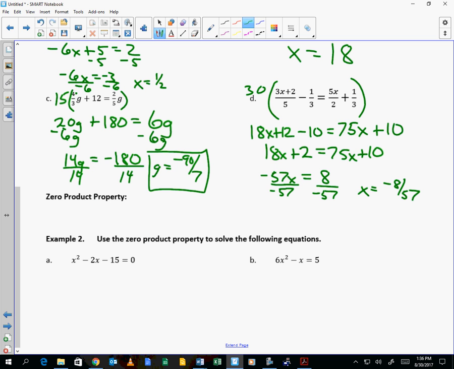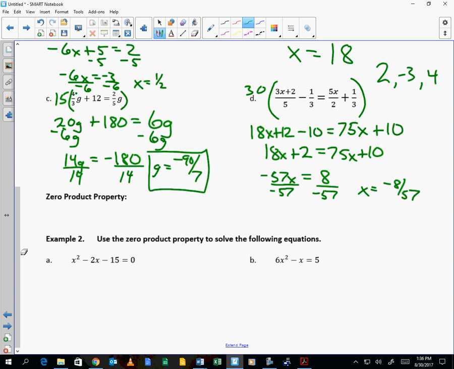Some people come up with negative 8 over 57, and they feel like they did something incorrectly. Because if you're doing equations, then the answer should always be, say, 2, or negative 3, or 4, or, want integers. We're not always going to come up with integers, folks. We're big kids now. So, all right.